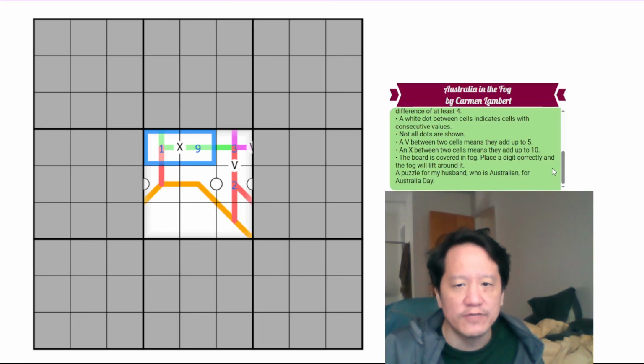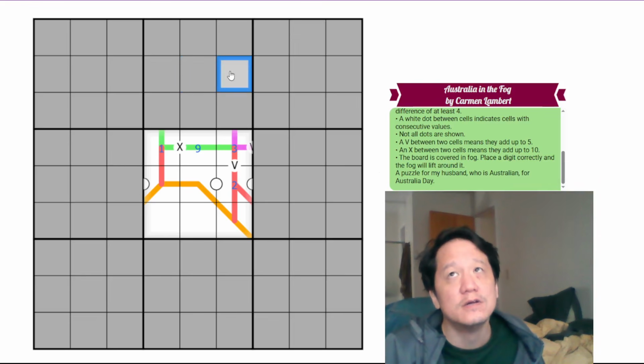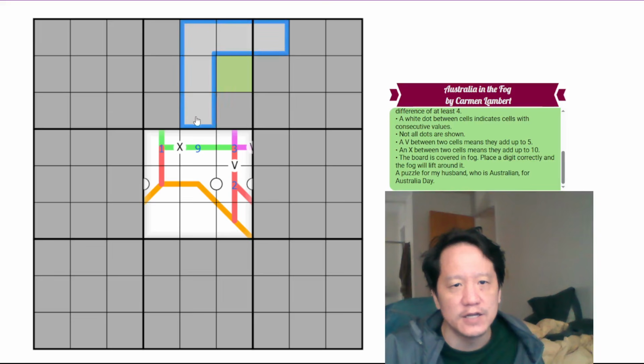The board is covered in fog. Place the correct digit correctly, and the fog will lift around it. And so this is standard fog of war puzzles, where basically if you place the correct digit, it will clear the fog in that cell and in the 3x3 box that surrounds that cell.